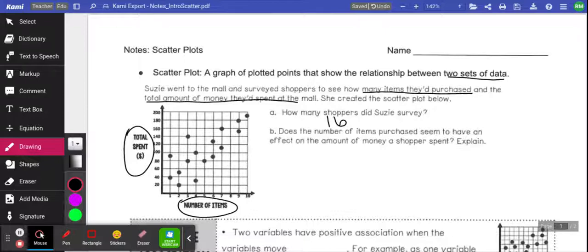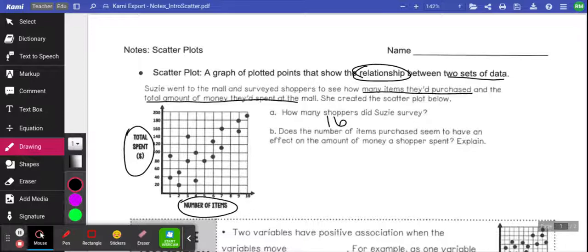So also it says a scatter plot shows the relationship between two sets of data. So this next question is kind of talking about the relationship part. Does the number of items purchased seem to have an effect on the amount of money a shopper spent? So is there a relationship there between the number of items and the total amount spent? Does it have an effect?